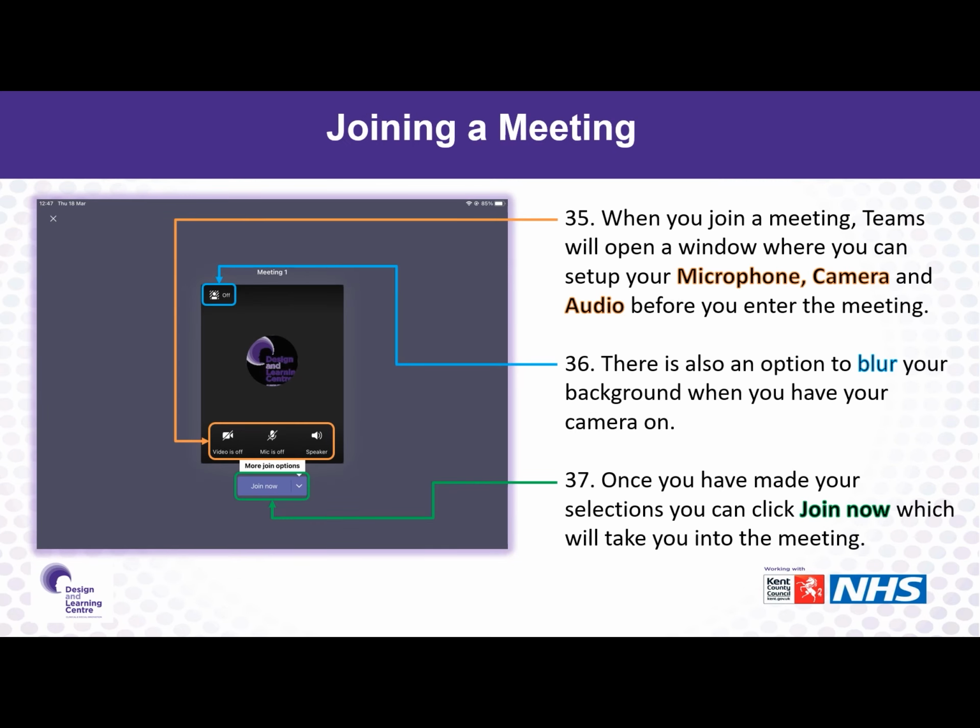When you join a meeting, Teams will open a window where you can set up your microphone, camera and audio settings before you enter the meeting room. In this screen, you can also choose to blur your background when your camera is on. Once you're happy with the settings, tap on Join and you'll be taken into the meeting.